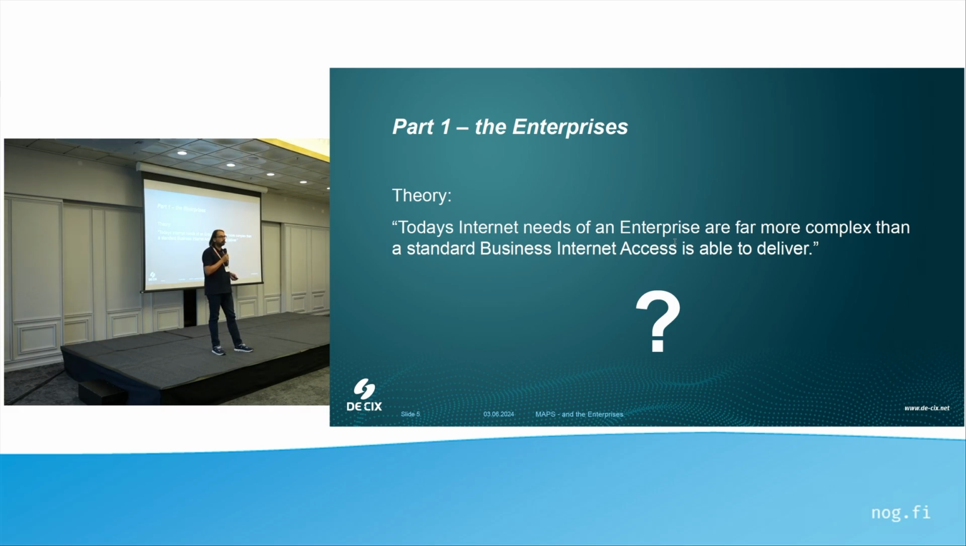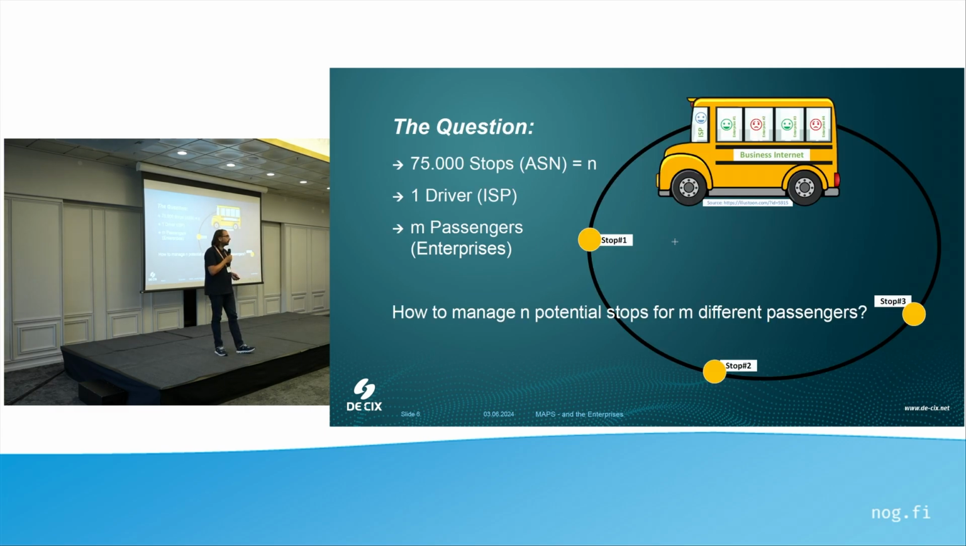Before we come to maps itself, we need to look a bit at the enterprise topic itself. Let's start with this question, or this theory. The question is if today's internet is sufficient for enterprises with so many different needs and so much different content or targets. Is it okay to say one internet business access fits every customer, every situation? That is the main question for this presentation.